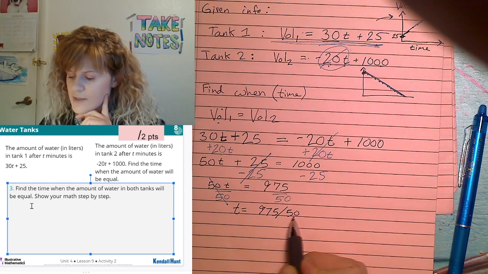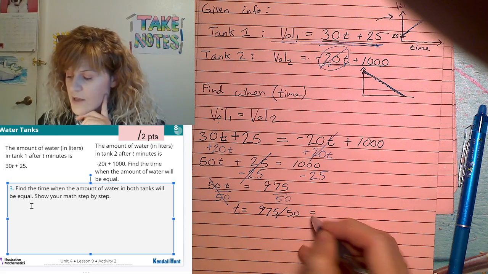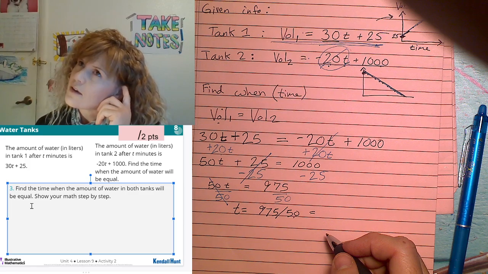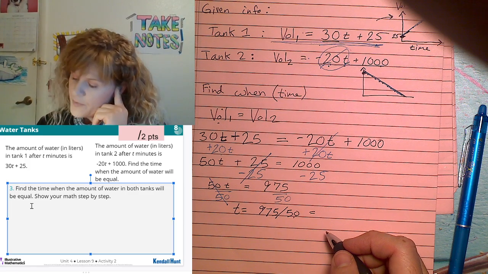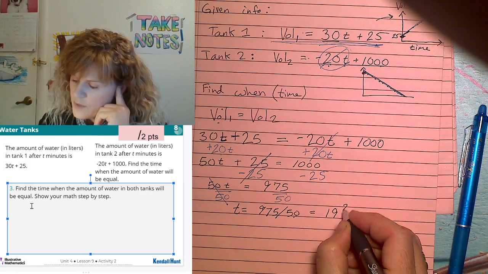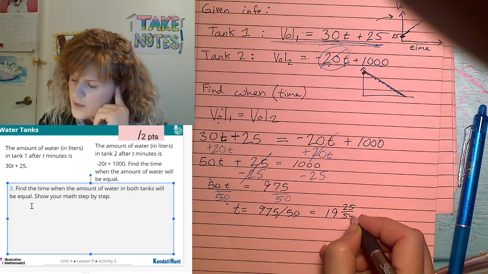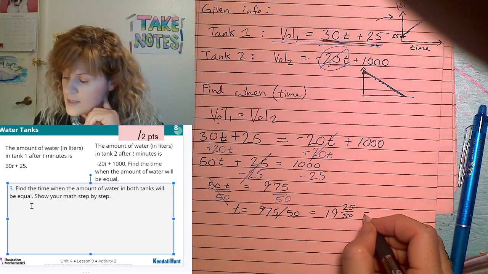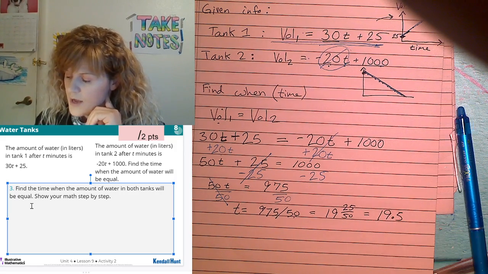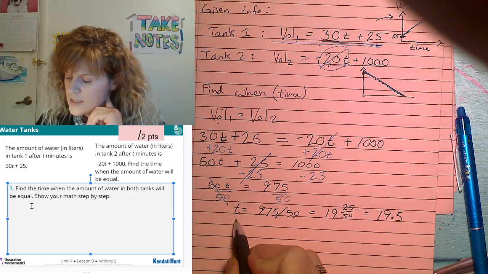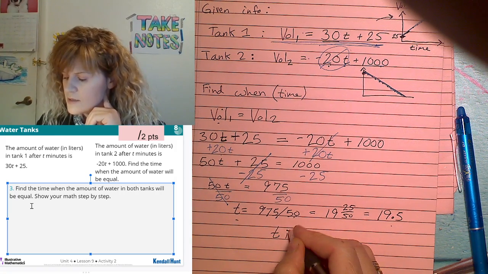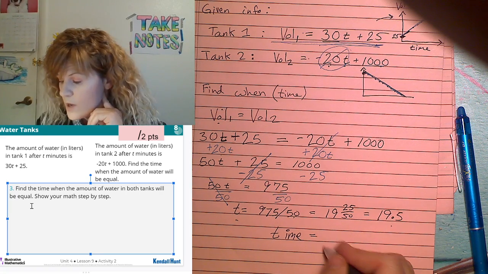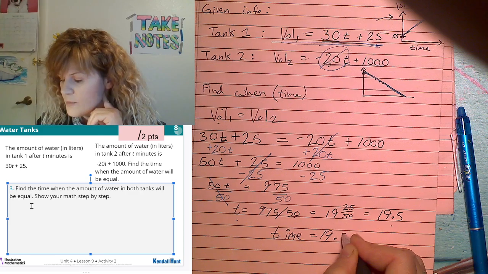So how many times does 50 go into 975? Let's think. 19 times with 25 remaining. Now 25 divided by 50 is the same as 1/2. So this answer is 19.5. And what this tells us, t equals 19.5, means the time when both tanks will have the same volume of water is at 19.5 minutes.